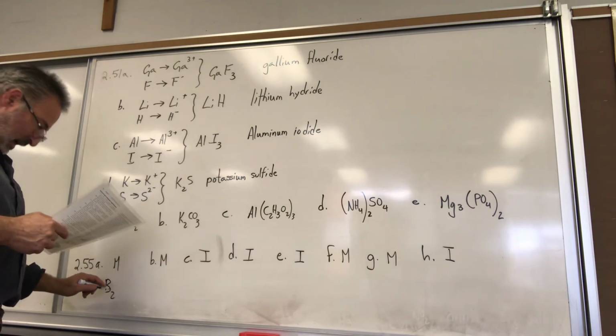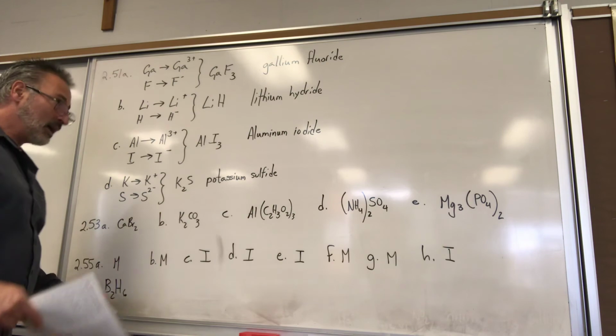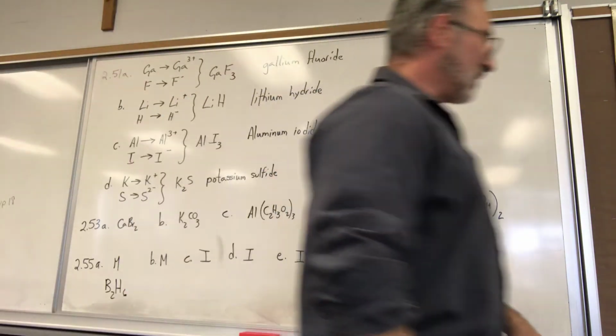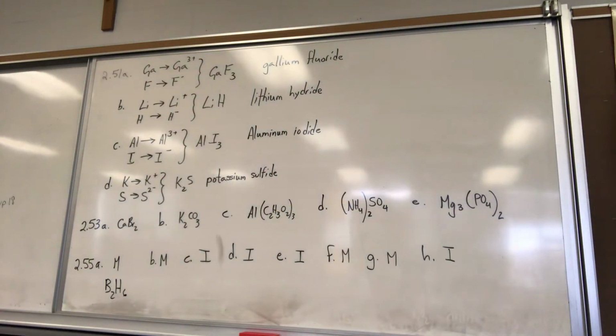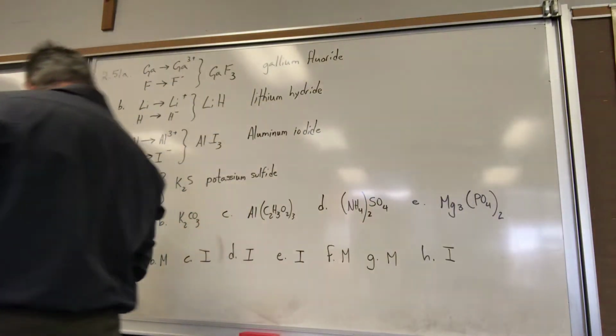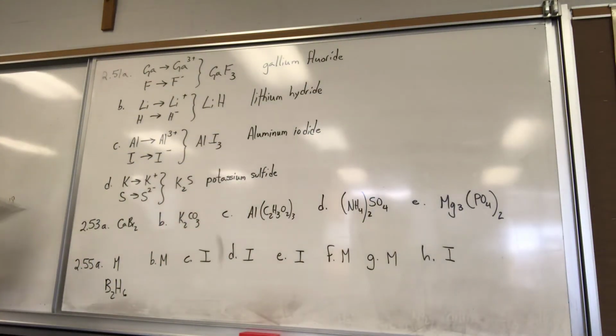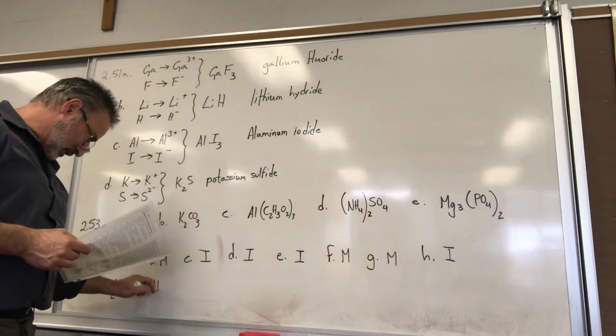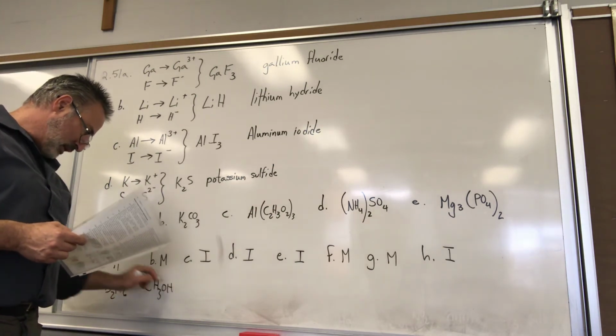Diboron hexahydride. Boron and hydrogen are, well, they're not too close together on the periodic table, but in fact they are molecular. It's a molecular compound. B, methanol. Definitely molecular, it's an organic molecule.